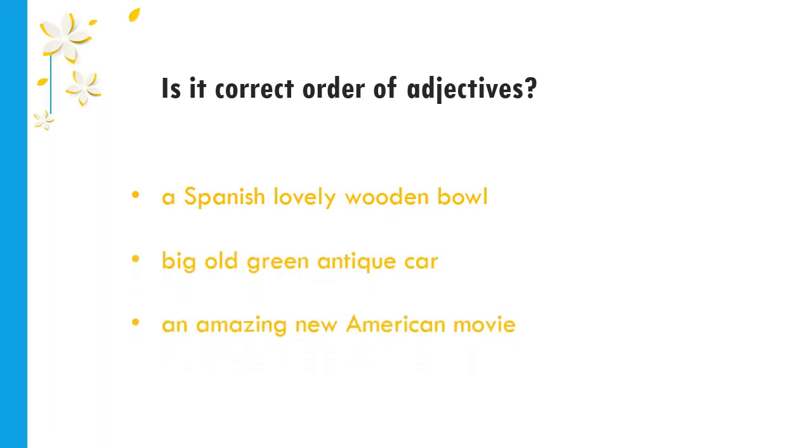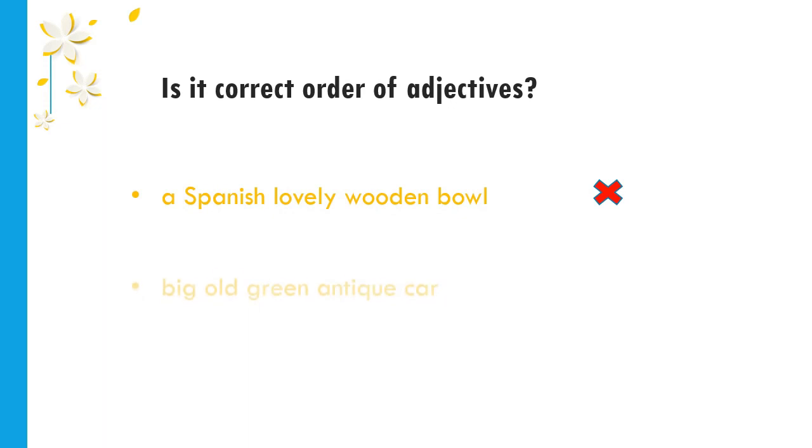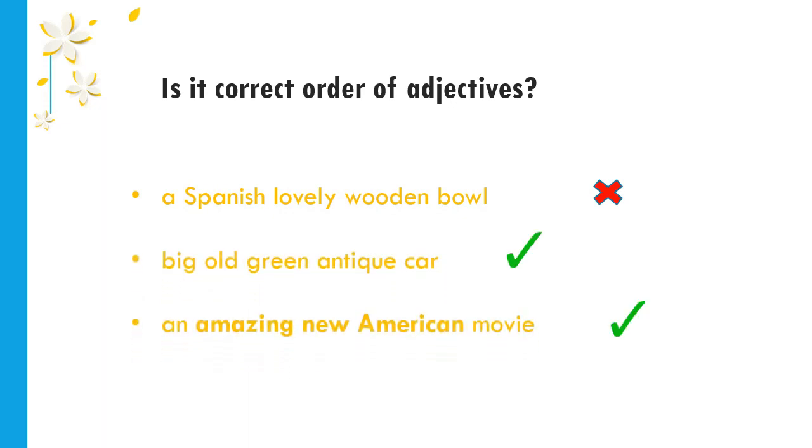Activity number 2. Is it correct order of adjectives? First is a Spanish lovely wooden bowl. Second is big old green antique car. Third is an amazing new American movie. Come on, think about it. Here are the answers.